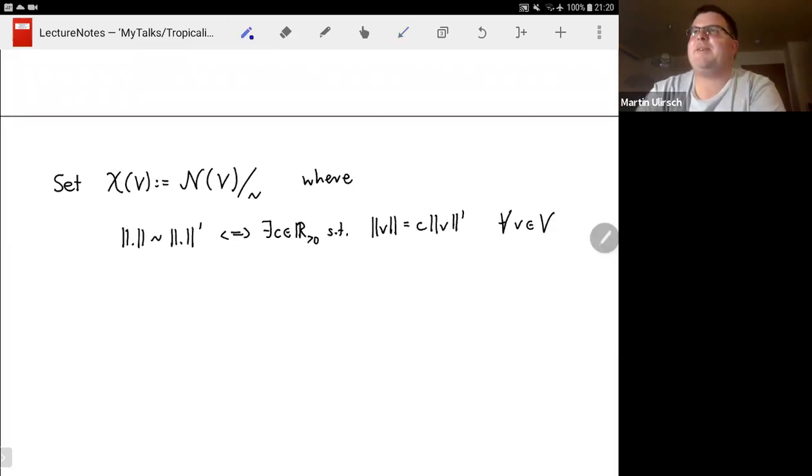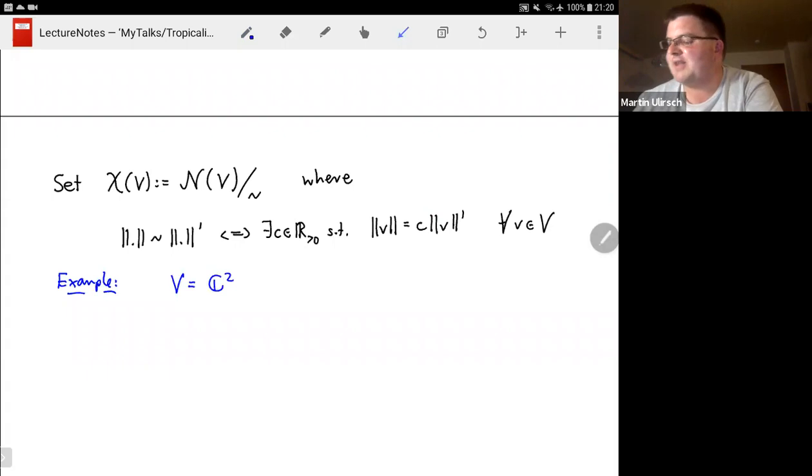Okay, and as I promised, now we have some examples. The first one will lead to a very familiar picture since the question already came up. So if we take V equal to C squared, and the complex numbers are taken to carry the trivial absolute value, so it's sort of the simplest situation you can imagine, then you have quite a collection of things. And if we now draw this quotient space that we defined up here, it looks like this.